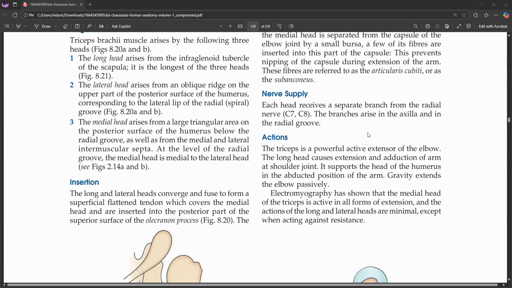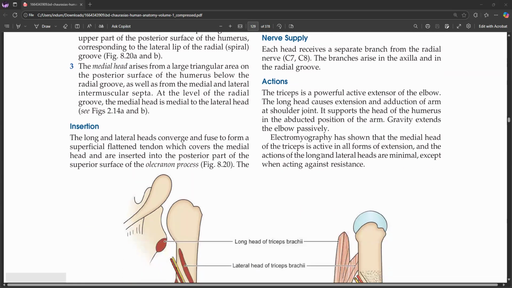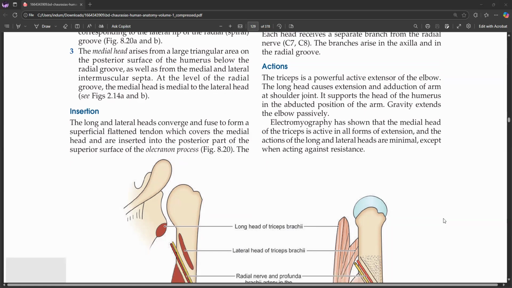This prevents nipping of the capsule during extension of the arm. These fibers are referred to as the articularis cubitae or the subanconeus. Nerve supply. Each head receives a separate branch from the radial nerve, C7, C8. The branches arise in the axilla and in the radial groove. Actions. The triceps is a powerful active extensor of the elbow. The long head causes extension and adduction of arm at shoulder joint. It supports the head of the humerus in the abducted position of the arm. Gravity extends the elbow passively.